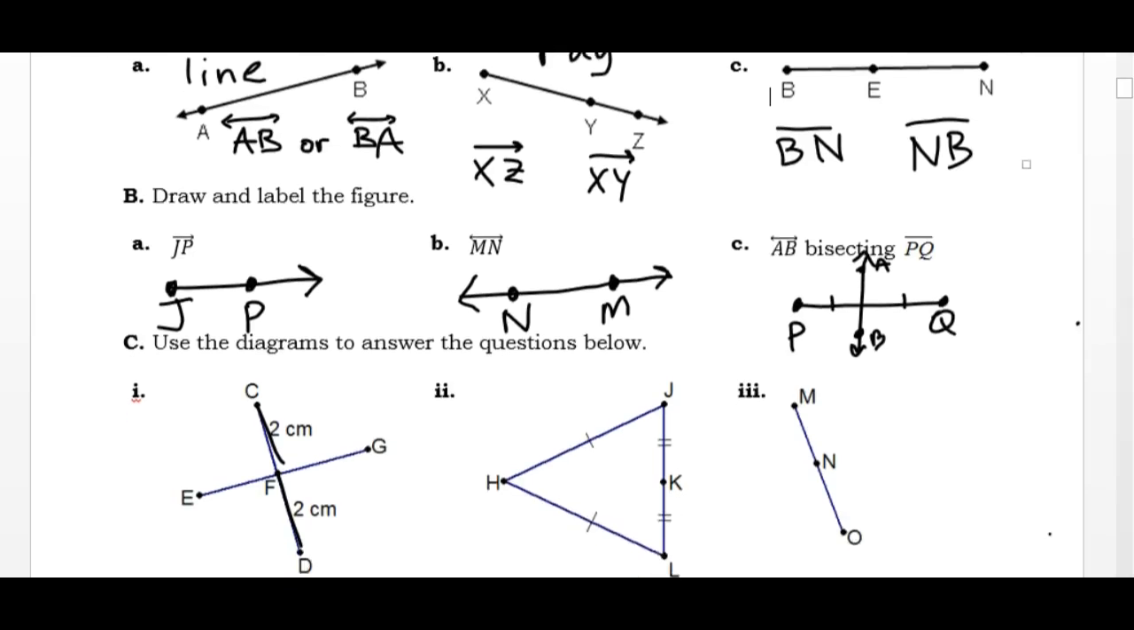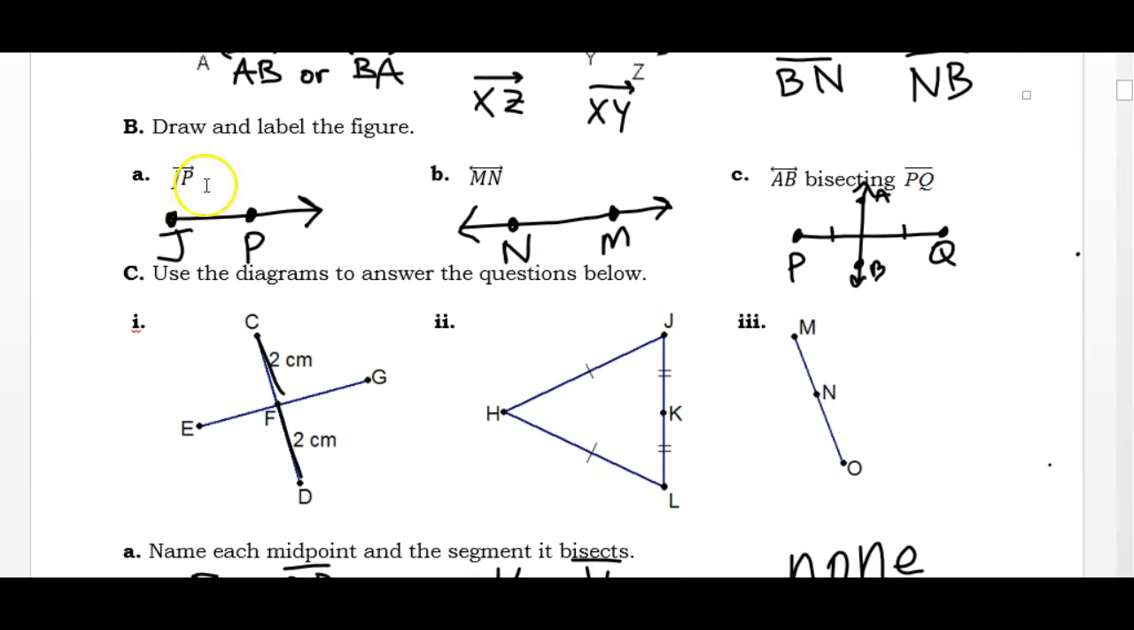Letter B says draw and label the figure. So here I have drawn ray JP. I put an endpoint of J and I put a P anywhere else on the ray. The next one says line MN, and I did it backwards on purpose because you can go forwards or backwards. You just need to have a line drawn with an M somewhere on the line and an N somewhere on the line.